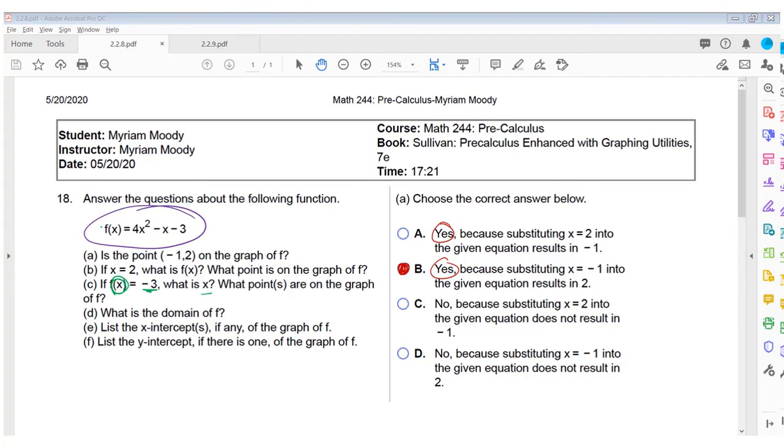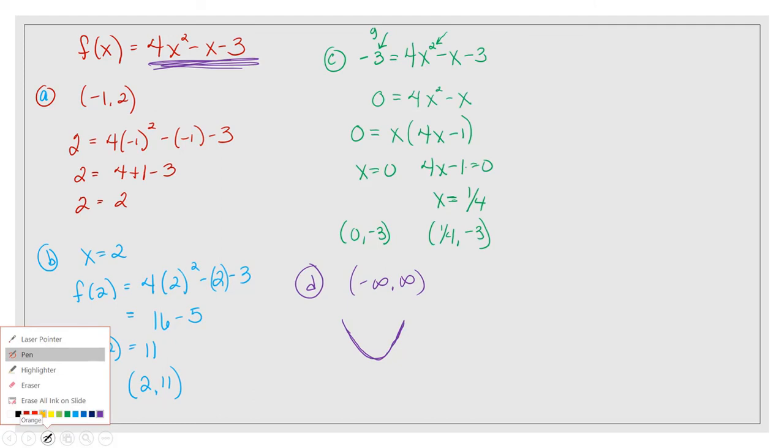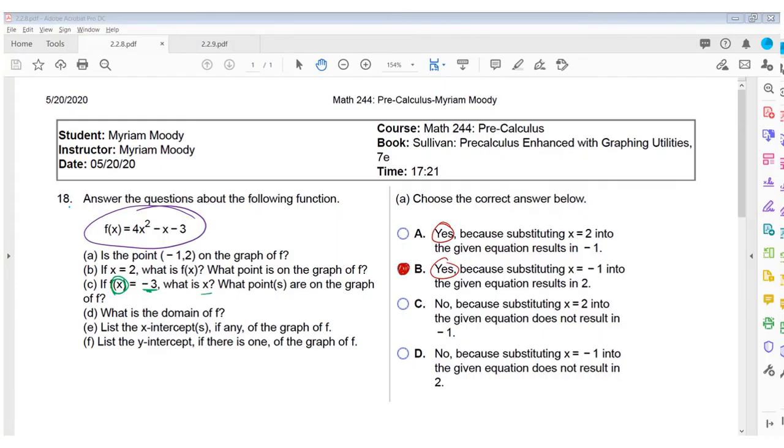Does this function have a square root? Nope, so you're not kicking anybody out. So in this particular case, your domain is negative infinity to positive infinity. Cool? Okay. Also, by the way, if you look at the graph of this, that's a parabola, isn't it? That's a parabola going up. Some of you recognize it. And even that shows me my domain would be from negative infinity to positive infinity. Good? Okay, let's look at E, because there was a part E.